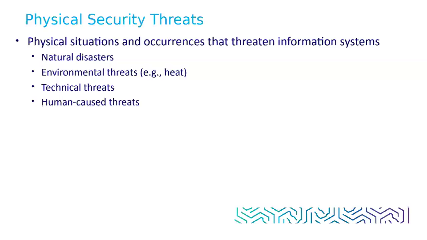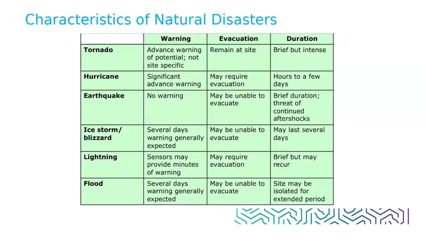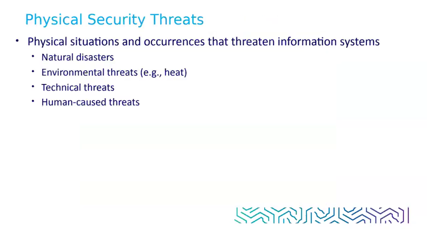One is natural disasters, second, environmental threats, third, technical threats, and fourth, human-caused threats. So when we understand all these categories, we can enable the organizations to identify the risk, and we can implement the appropriate physical security measures to protect their information system and support the infrastructure. Natural disaster in the sense, naturally it is going to happen.